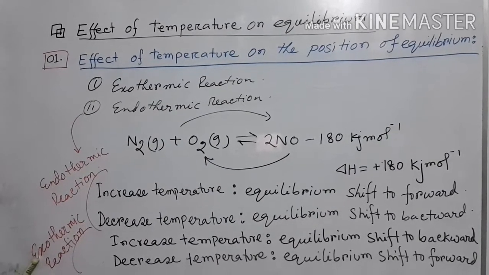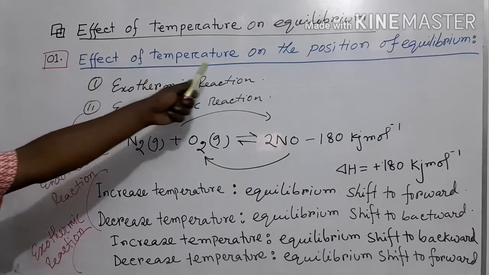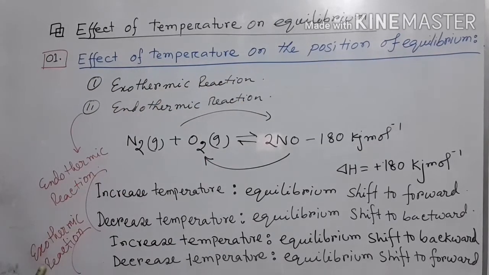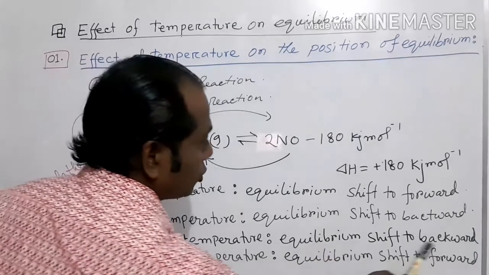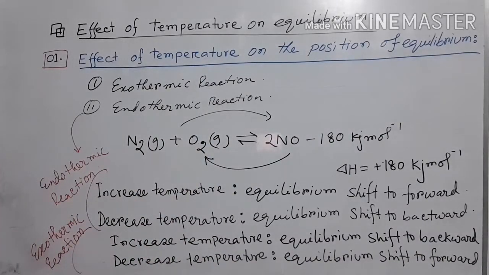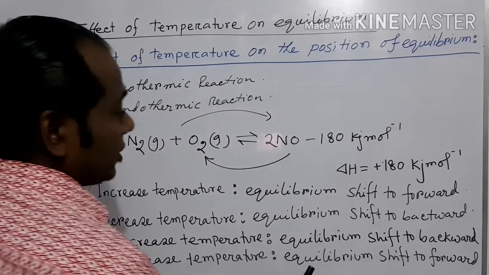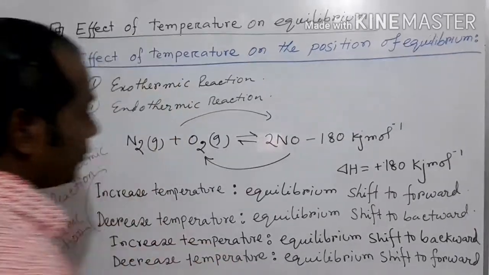For exothermic reaction, effect of temperature on the position of equilibrium. For exothermic reaction, if we increase temperature, then the equilibrium will shift to backward, and if we decrease temperature of the reaction, then equilibrium will shift to forward.